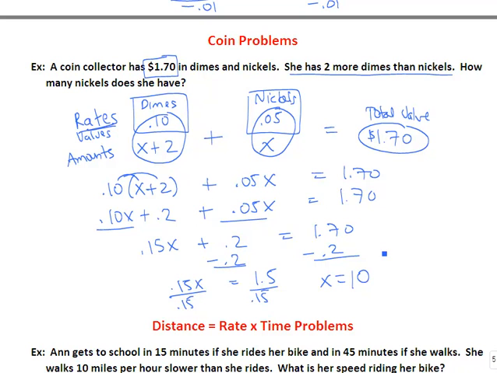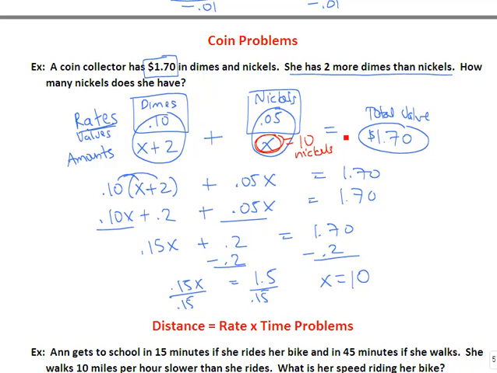Okay? You want to end up with a nice whole number here because we're talking about how many coins we have. So it wouldn't make sense to have a fractional amount of coins. So what did we just find? Remember that x in this problem was the number of nickels. So here that means we have 10 nickels.